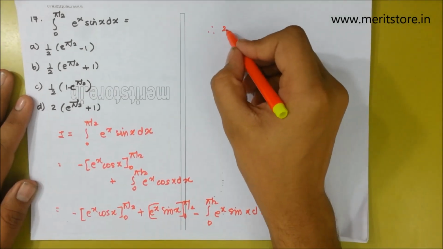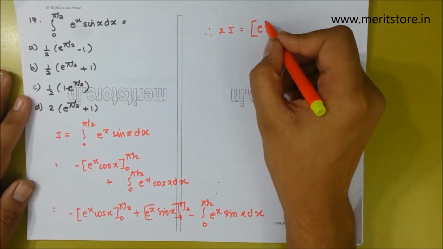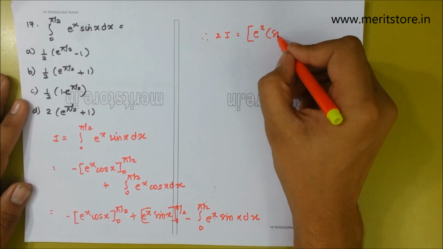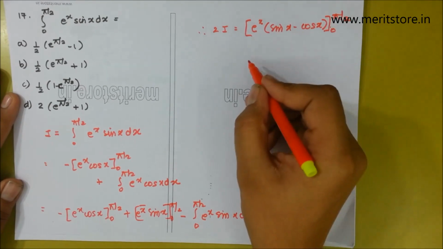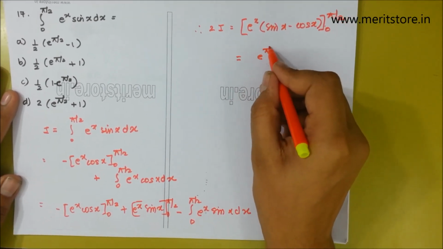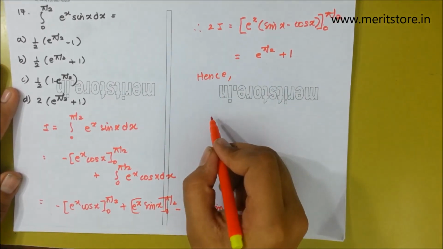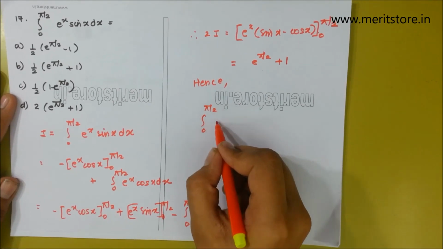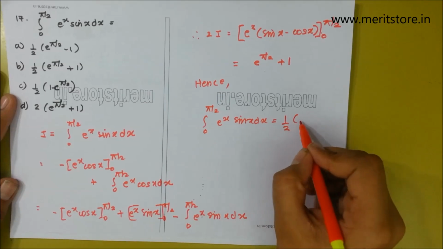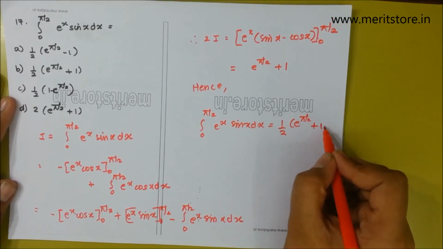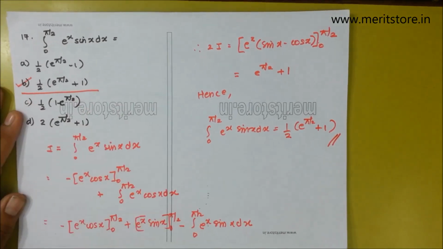So therefore, if I take 2I, it will give us integral of, in bracket, e raised to x (sin x minus cos x) from 0 to pi by 2, which gives us e raised to pi by 2 plus 1. Hence, we can write integral of 0 to pi by 2 of e raised to x sin x dx is equal to half e raised to pi by 2 plus 1. So answer is option B.